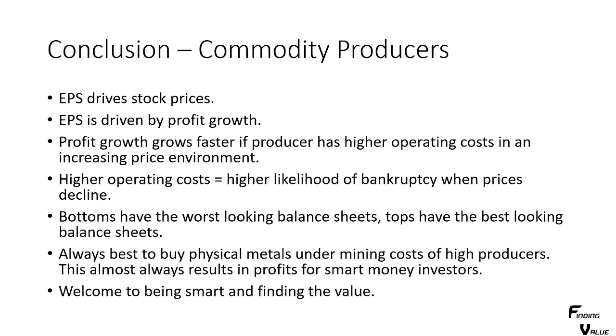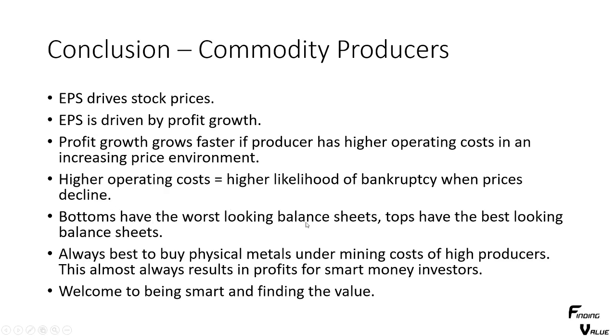So we'll jump right to this. Earnings per share drive stock prices. Earnings per share is driven by profit growth. Profit growth grows faster if producers have higher operating costs in an increasing price environment. Now, there's got to be some risk. Where's the risk? Higher operating costs equals a higher likelihood of bankruptcy when prices decline, and that's your risk.